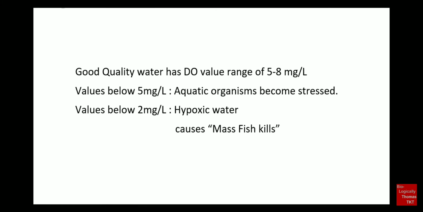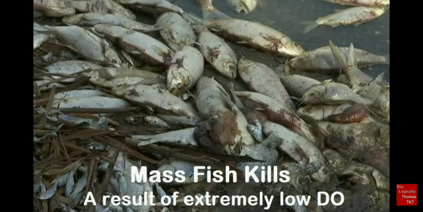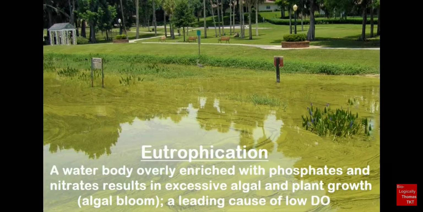Water with a DO value of between 5 to 8 mg per liter is generally considered healthy water. Values below 5 mg begin to put the organisms in the water under stress. A water body with DO values less than 2 mg is called hypoxic water and cannot sustain life. Mass fish kills is an important consequence of low DO values. Eutrophication or excessive algal and plant growth also results in extremely low DO values.